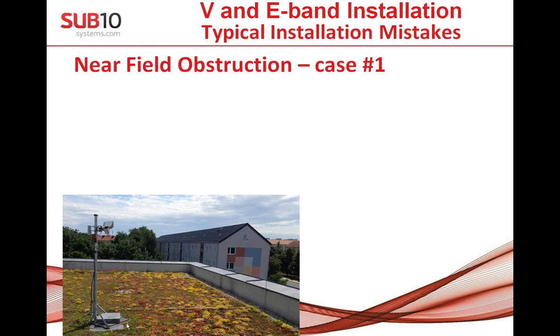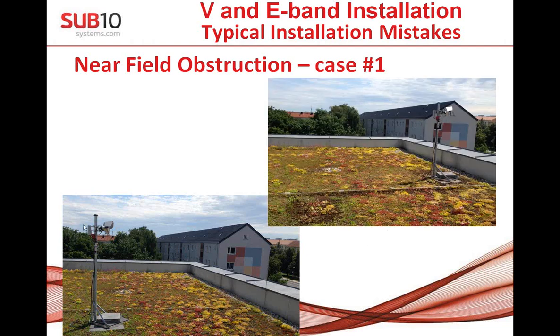You see they have a nice roof and they installed the terminal something like 3 meters from the roof. The customer reported some problem with stability. The solution is, of course, to put the mast at the edge of the roof to avoid having something here.